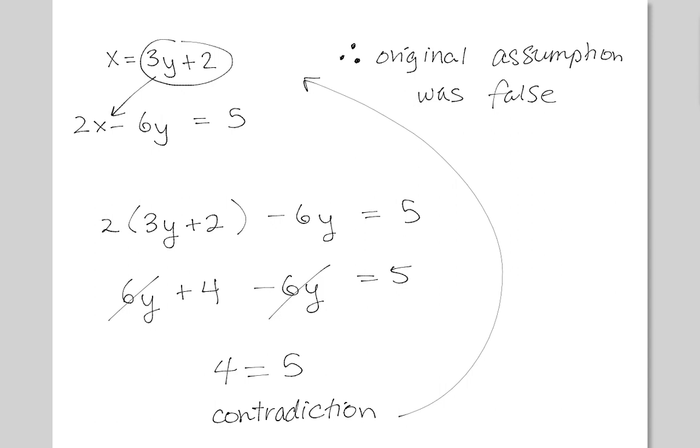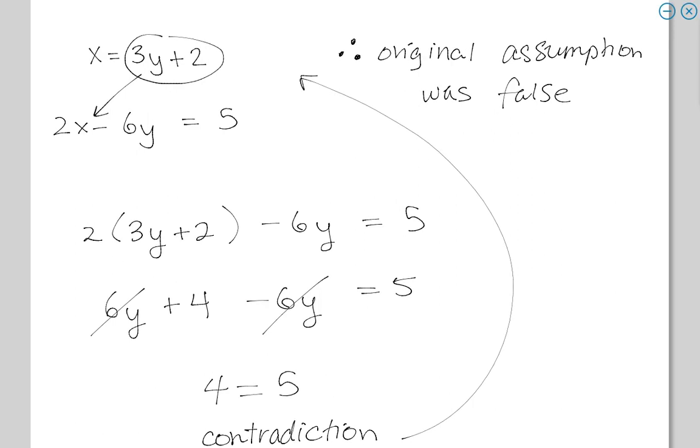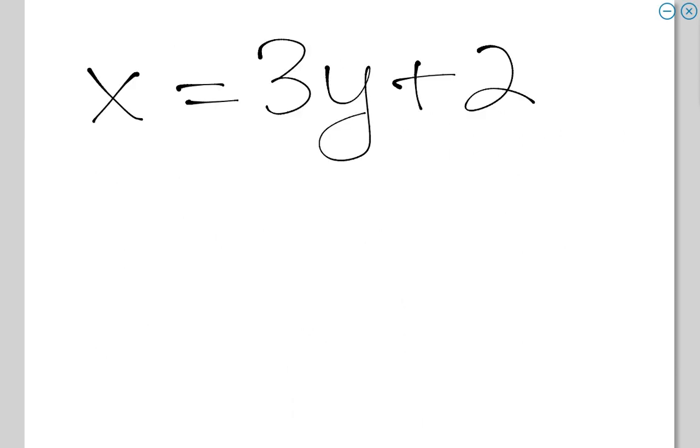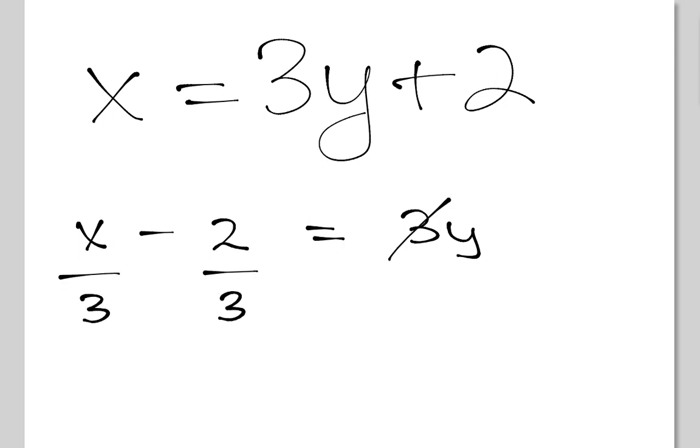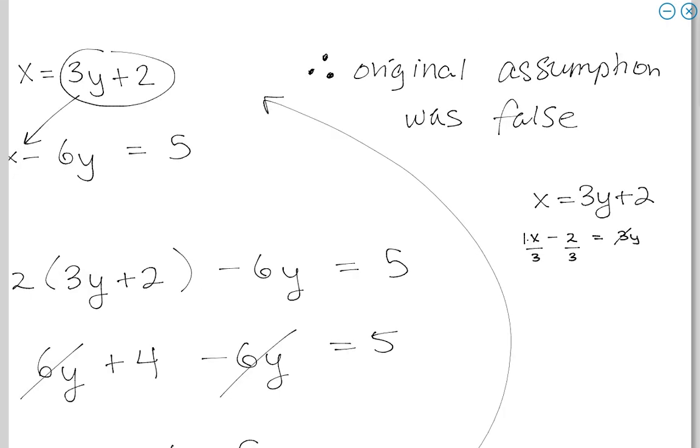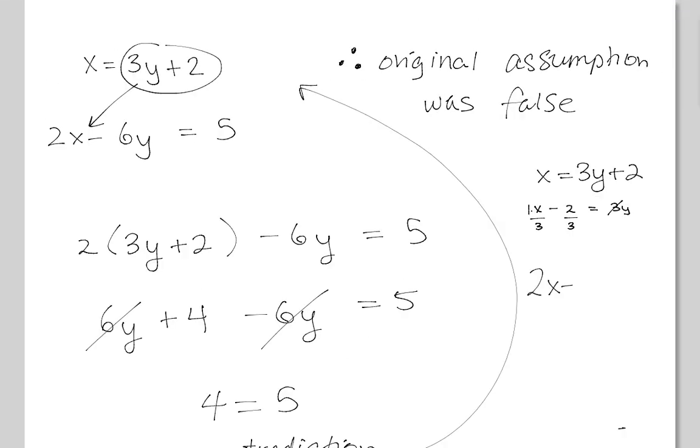Okay, so for the first one, x equals 3y plus 2. What do you have to do with this to get it into mx plus b form? Subtract 2, then what? Divide by 3. So what's the slope? 1 over 3. So check the other equation. See if the other equation has slope 1 over 3. What's the other equation? 2x minus 6y equals 5.